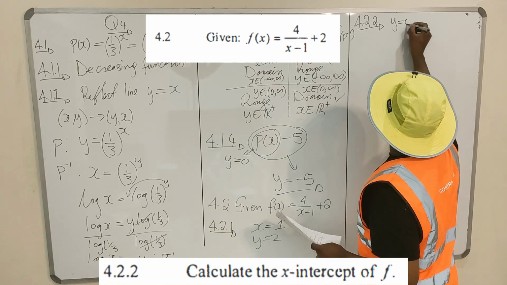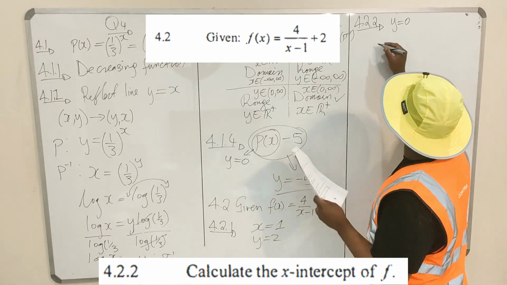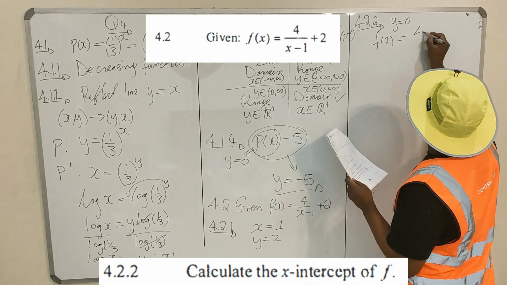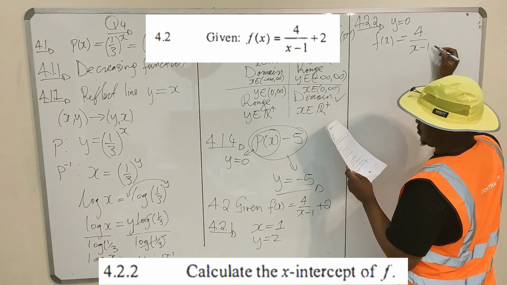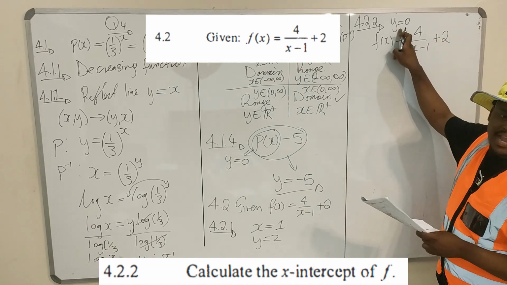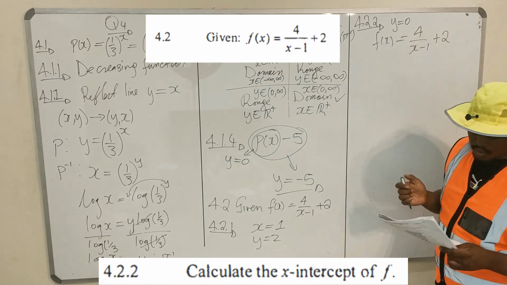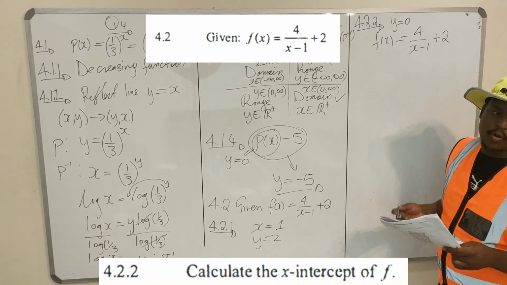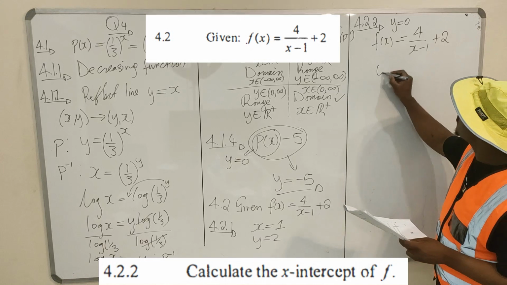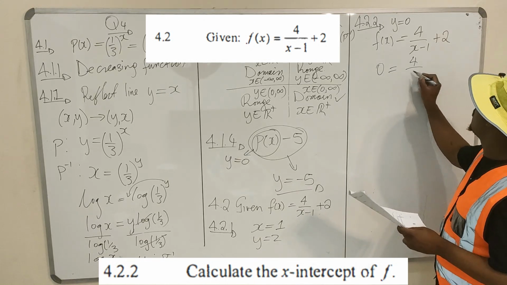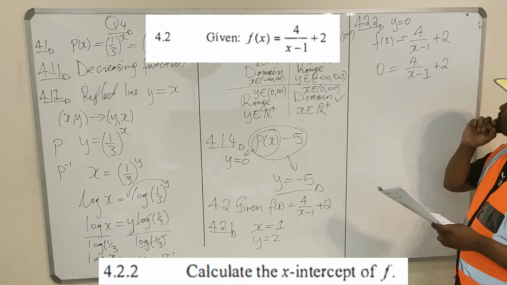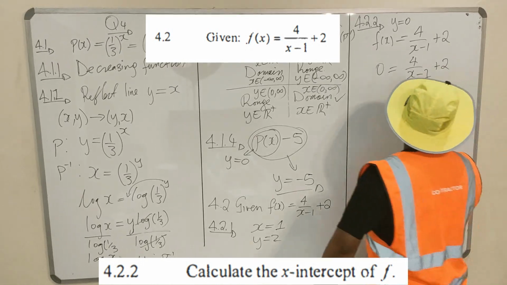Your y is equal to 0, which means for a function f of x is equal to 4 over x minus 1 plus 2, at the point where you want the x-intercept, you know the corresponding y value is 0. So you have 0 is equal to 4 over x minus 1 plus 2. Are you happy? Then you solve for x.